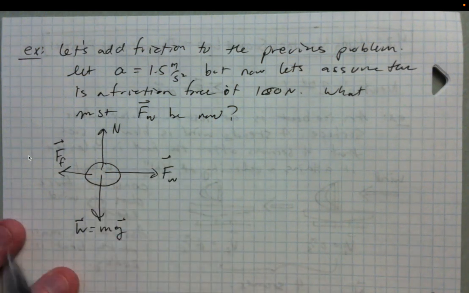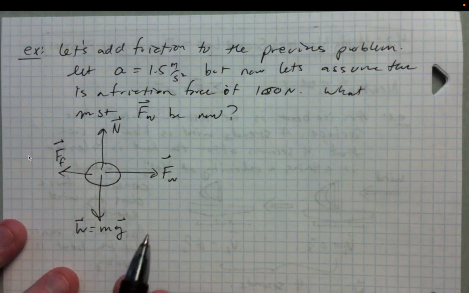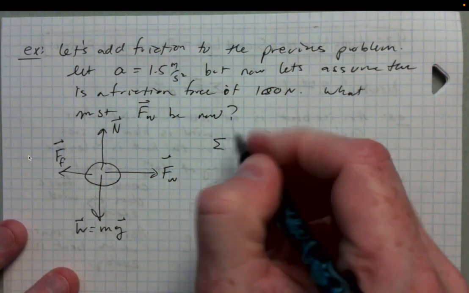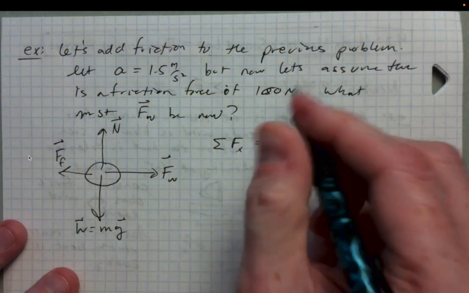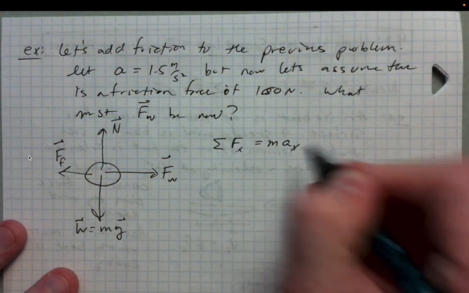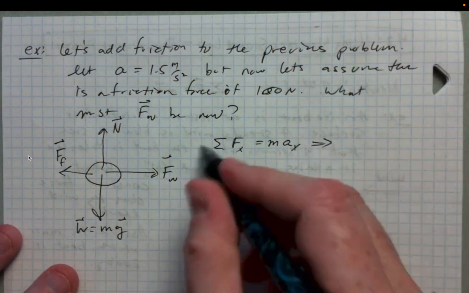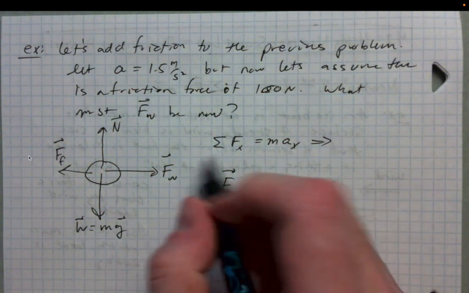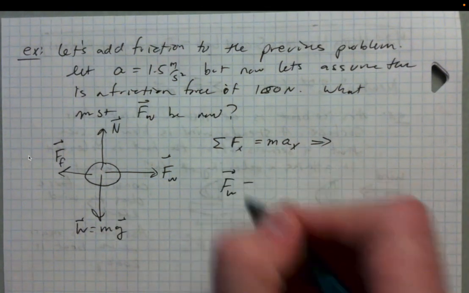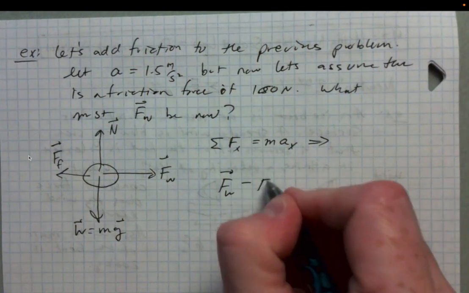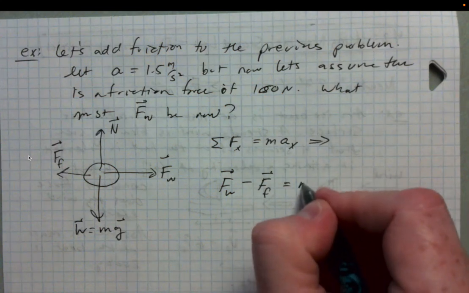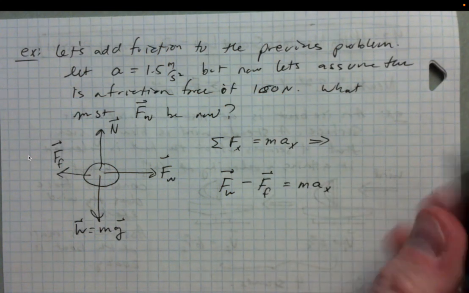We don't need to worry too much about the y components. They're in equilibrium. The thing's not accelerating in the y direction. The x components are what are interesting here. So the sum of the forces in the x direction will equal the mass of the object times the acceleration in the x direction. And what are those forces? Well, you've got the force of the wind towards the right, and then opposite that, a minus sign, the force of friction. And those two are equal to the mass times the acceleration in the x direction.